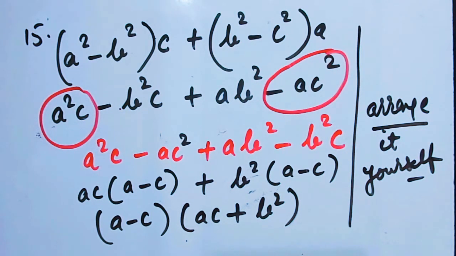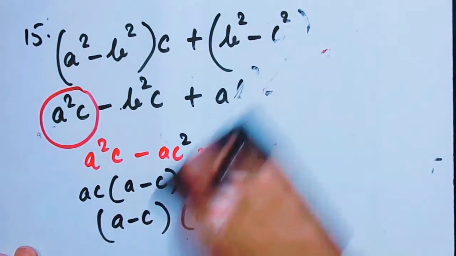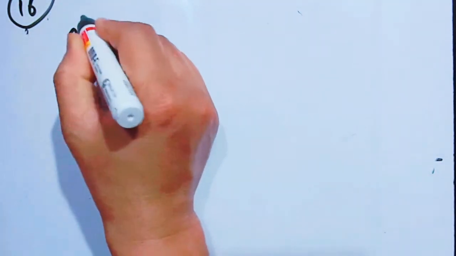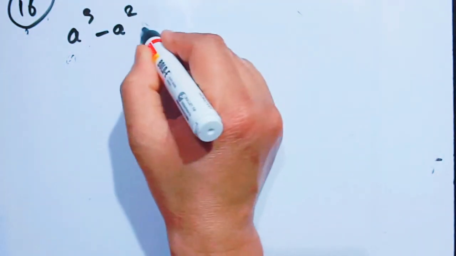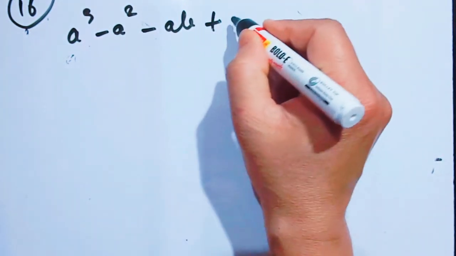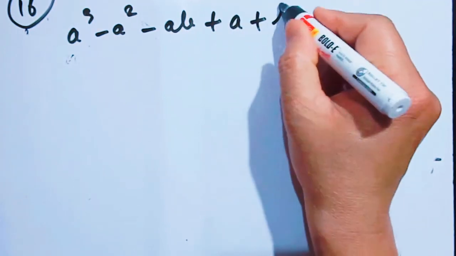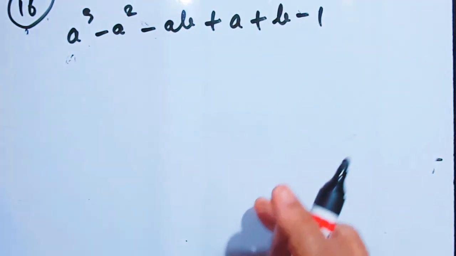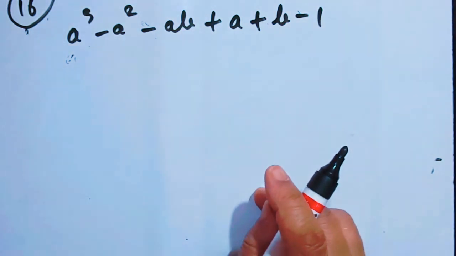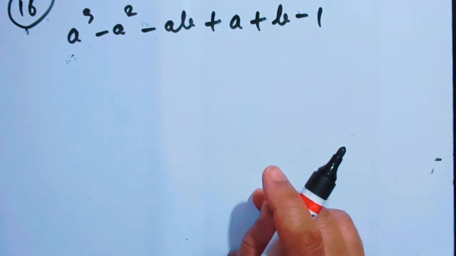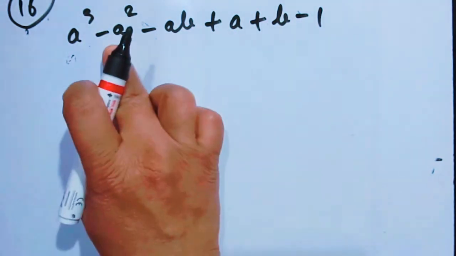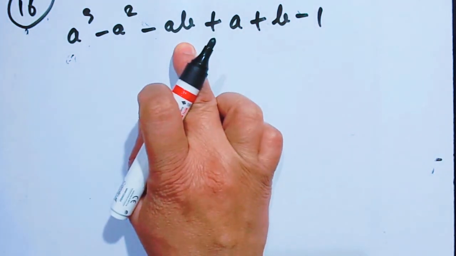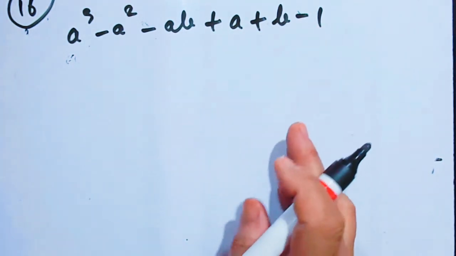Okay, let's come to number 16. In 16 they say factorize: A cube minus A square minus AB plus A plus B minus 1. This is our sum and we need to factorize it. So how to factorize this? Let's see. A cube minus A square minus AB plus A plus B minus 1.